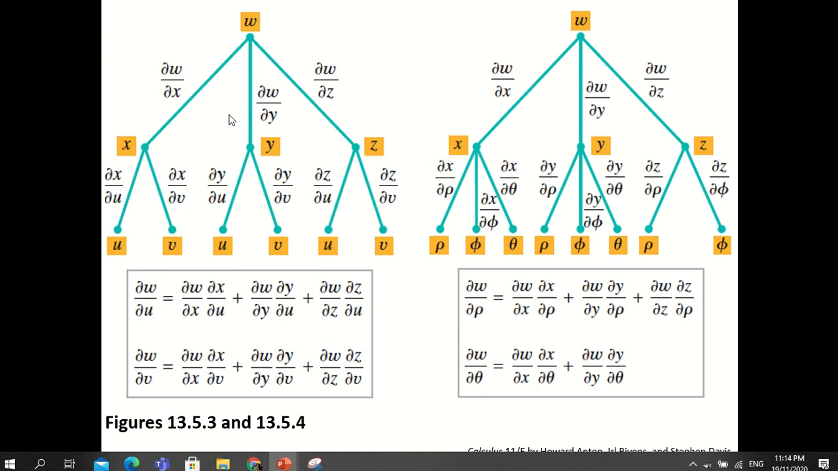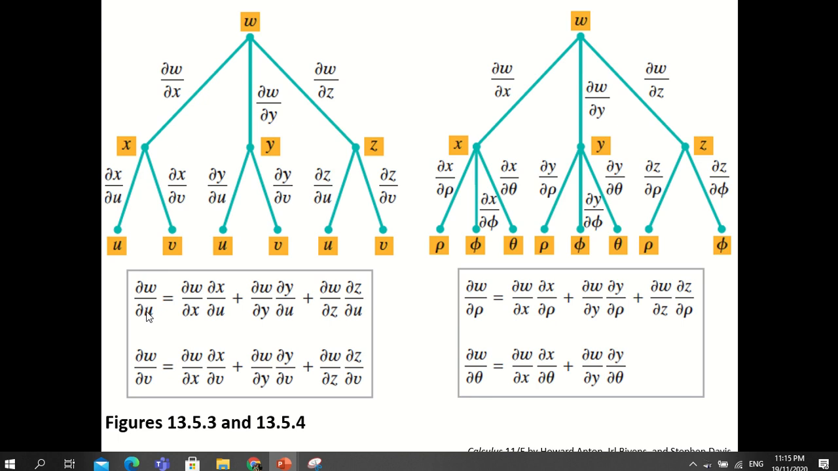For example, when you take the partial derivative of w with respect to u, it means going from here down here. So this is the sum of the products. The first term is the partial derivative of w with respect to x, which refers to this one, times the partial derivative of x with respect to u. Then plus the partial derivative of w with respect to y, times the partial derivative of y with respect to u. Take note that our leftmost denominator is with respect to u.